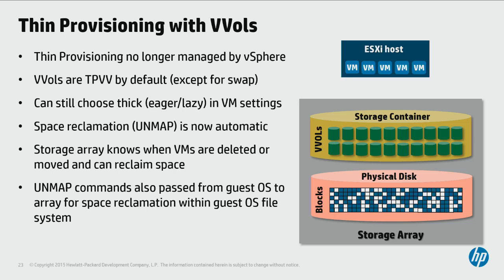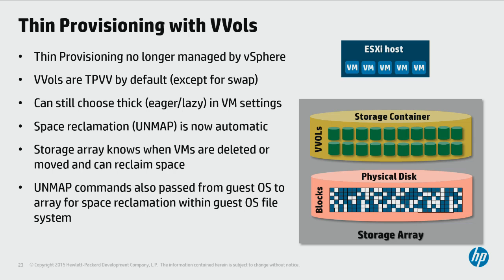You could still choose thick or thin. The only real use case I could see for using thick today is if you have a critical VM and you want to allocate all the space right away, just in case the array gets short on space. You don't want something to happen to that. But we're doing everything thin pretty much on the back end. If you do want the option to do thick, you can.